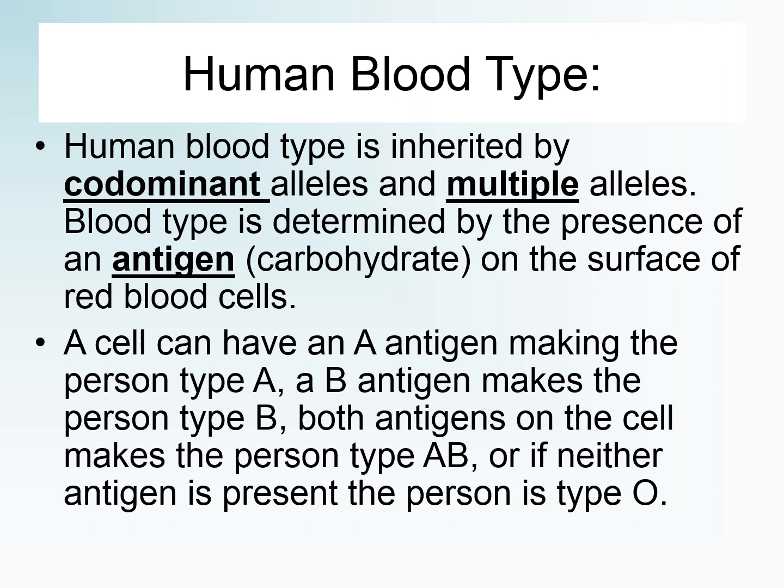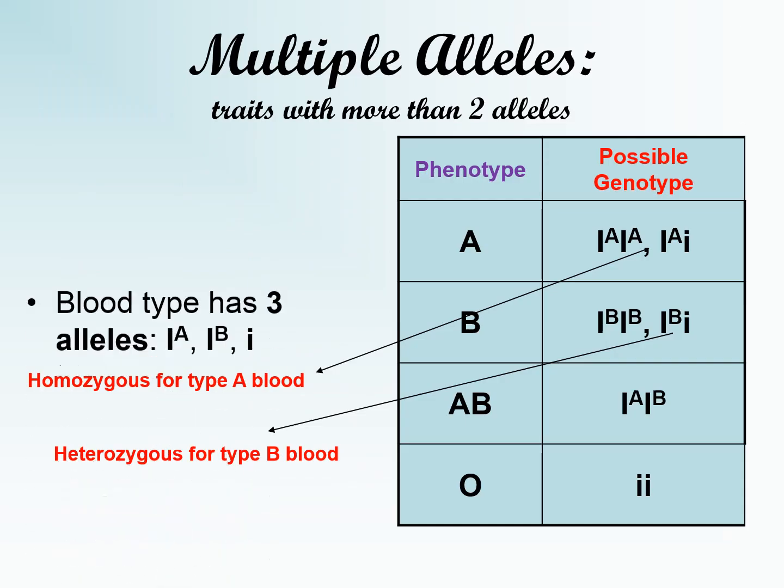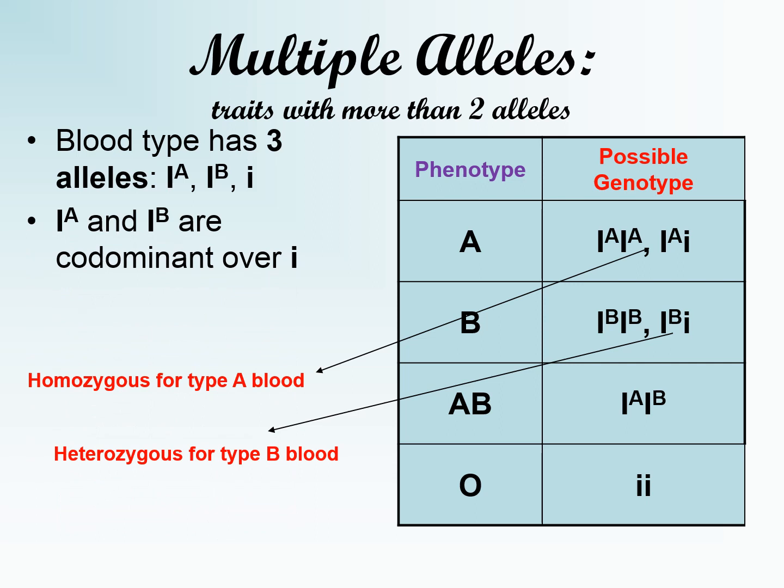A B antigen on blood cells would indicate that that person has type B blood. Both antigens on the surface of the red blood cell makes the person have type AB blood. And if neither antigen is present on the surface of the red blood cell, then that person has type O blood. Now, looking at the chart over on the right, guys, phenotype. Remember, phenotype is what we can physically see.